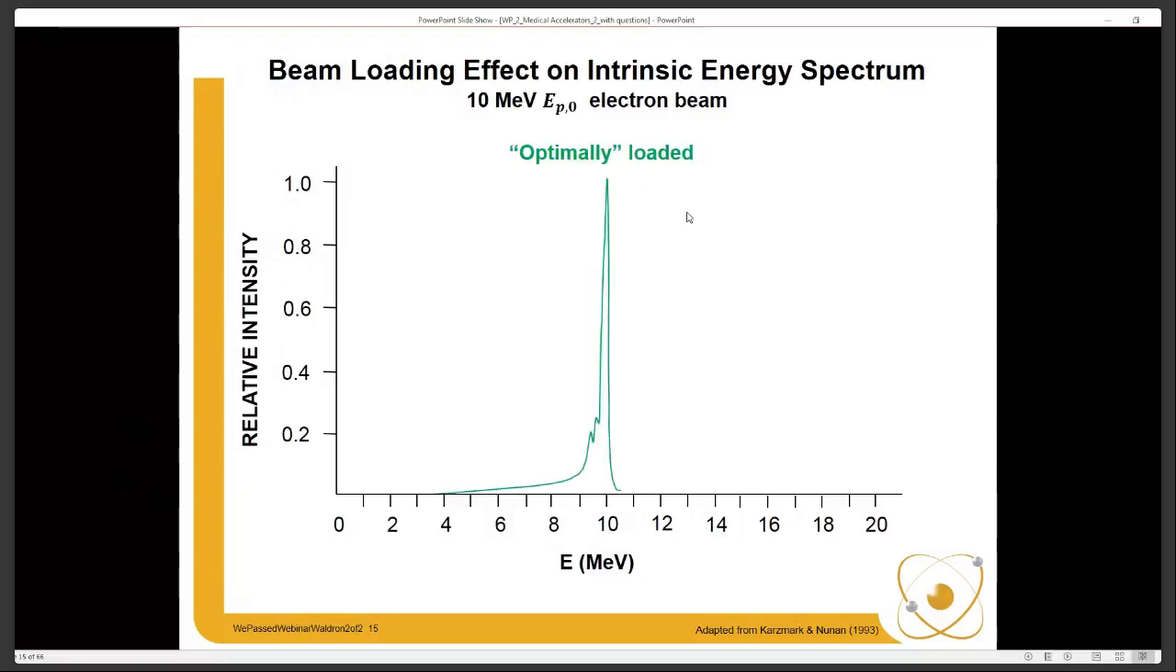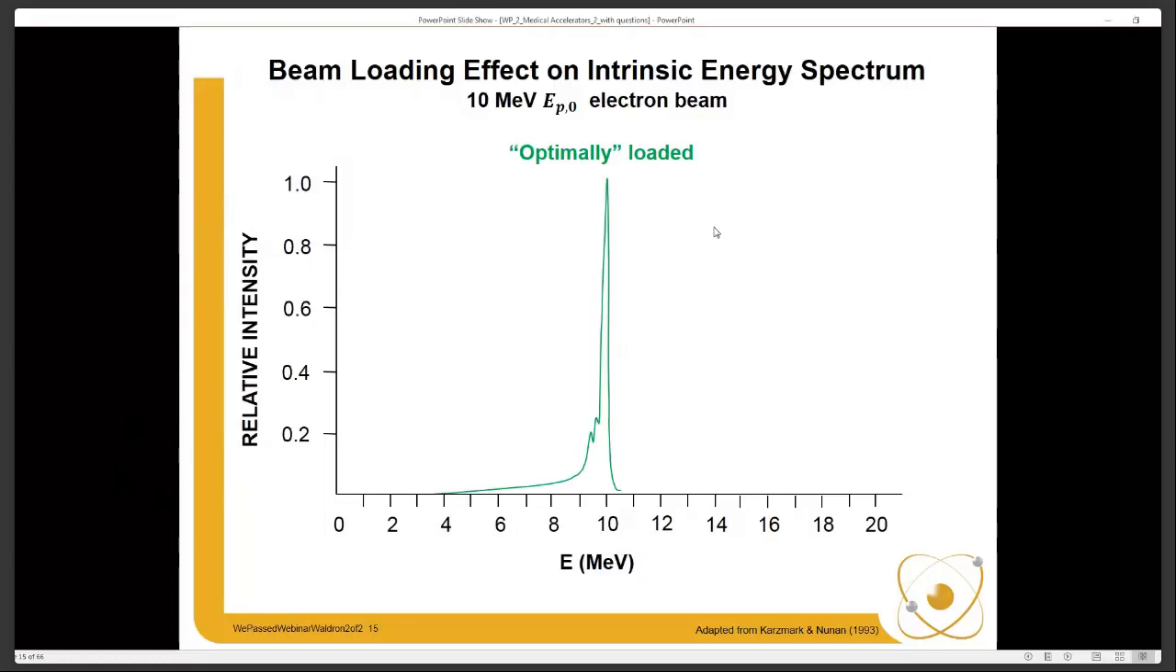So the first thing we're going to look at is the optimally loaded spectrum. And it looks an awful lot like the spectra we saw in the last figures. We've got a peak at 10 MeV. We've got some fall off that extends slightly higher. And then we have a longer tail at lower energies.